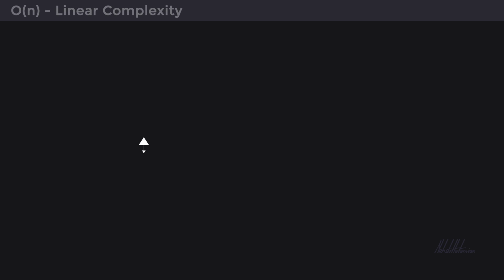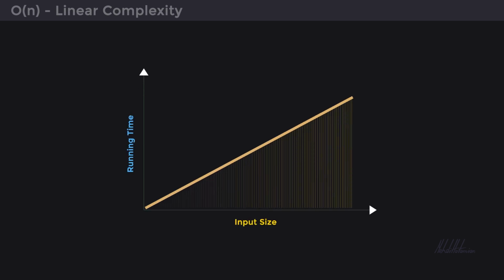Finally, if the input size is n, the number of operations required to complete the algorithm is directly proportional to n. This means that as the input size doubles, the time it takes to execute the algorithm also doubles, reflecting a one-to-one relationship between input size and the execution time.